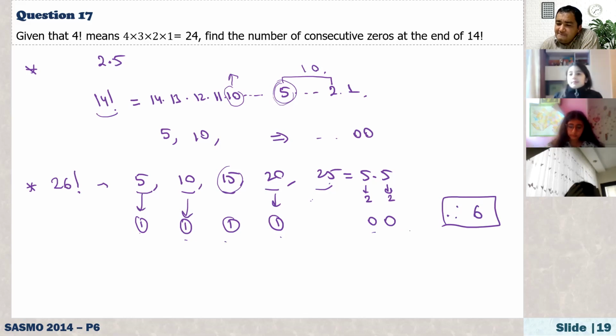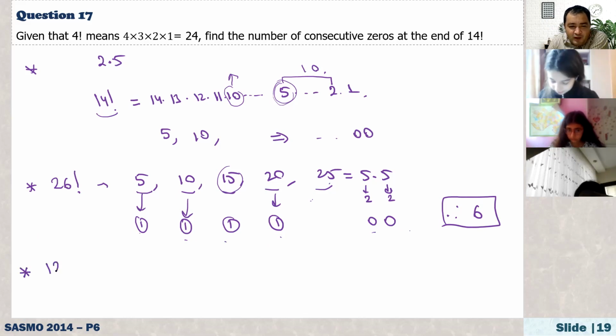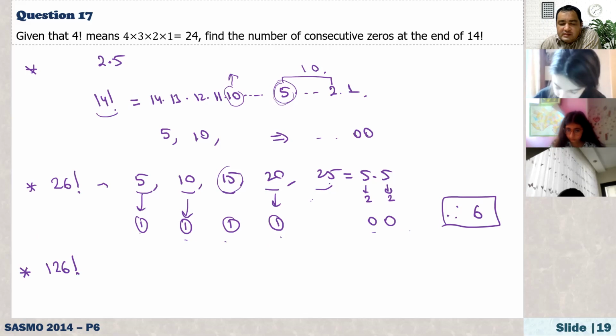Elmira, did you understand? A little bit more? Yes. If yes, the last question. How about, for example, 126 factorial? How many zeros are there at the end of 126 factorial?